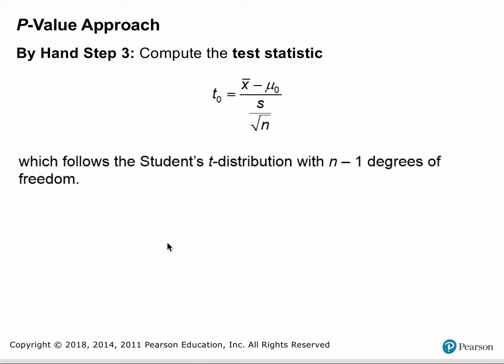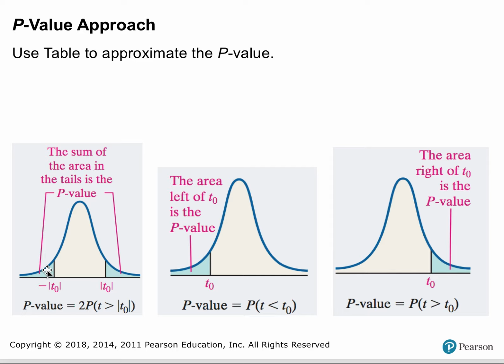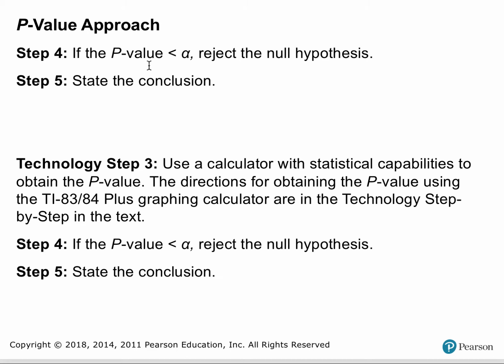On the p-value approach, we're going to compute the same test statistic. But then we're going to actually find the area beyond this critical value, or in other words, the probability of being in that area. Same thing: two-tailed, left-tailed, right-tailed. And then if the p-value is less than alpha, reject the null hypothesis and state the conclusion. Or we can use technology to find the p-value.